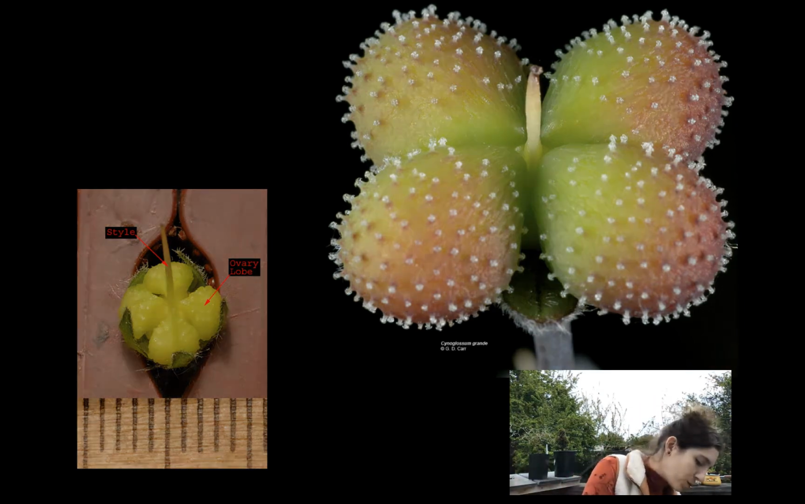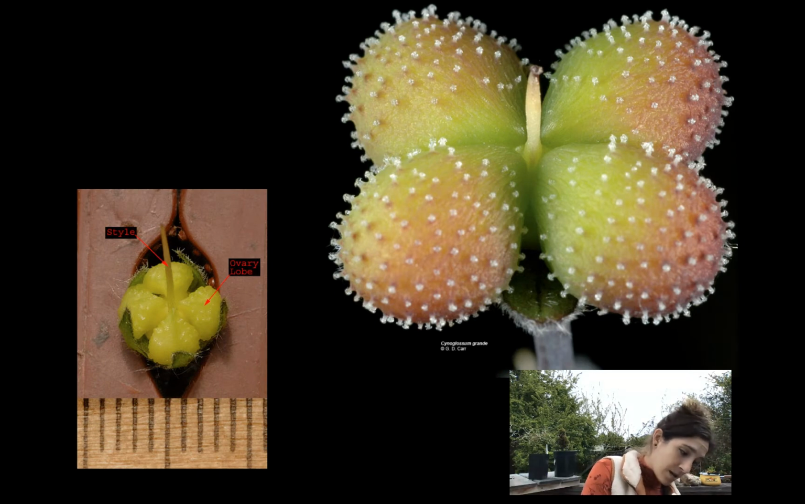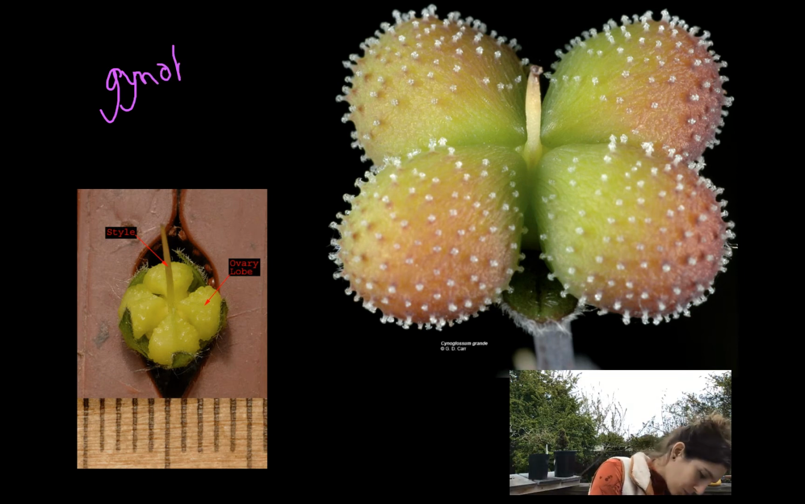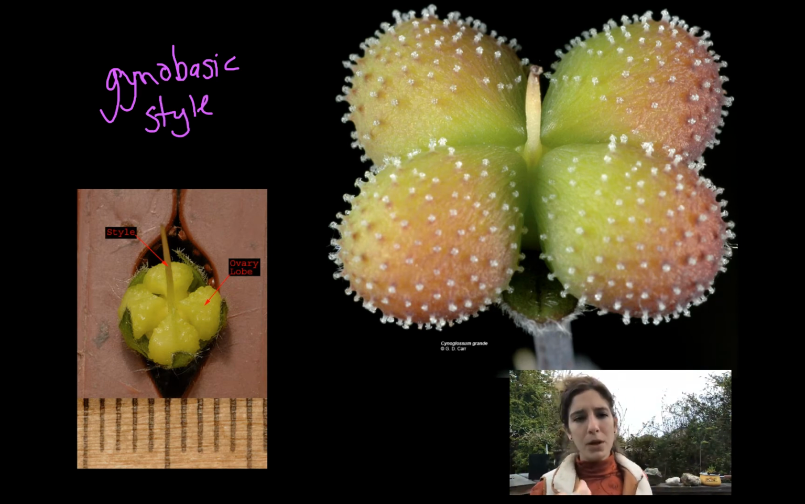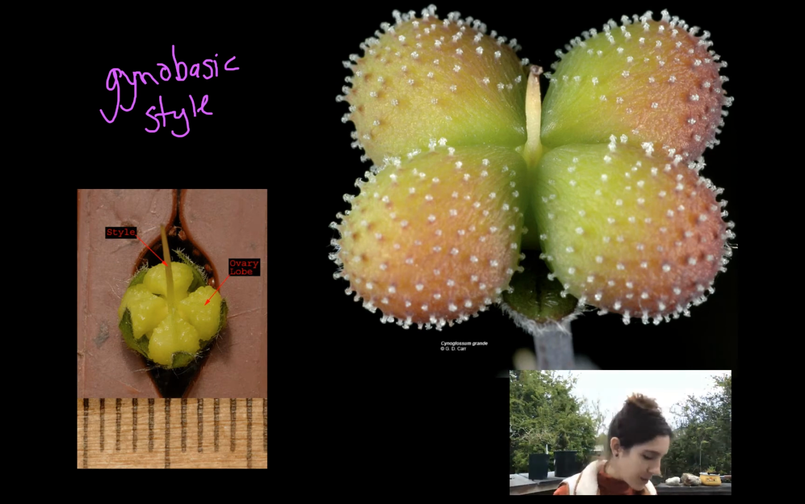There's a fancy term for this type of style. It's called a gynobasic style. Which makes sense when I write this word, gynobasic style. Attachment. Like, that's how it's attached. Gynoecium, basic, it's attached at the base of those ovary lobes. So that word kind of makes sense.